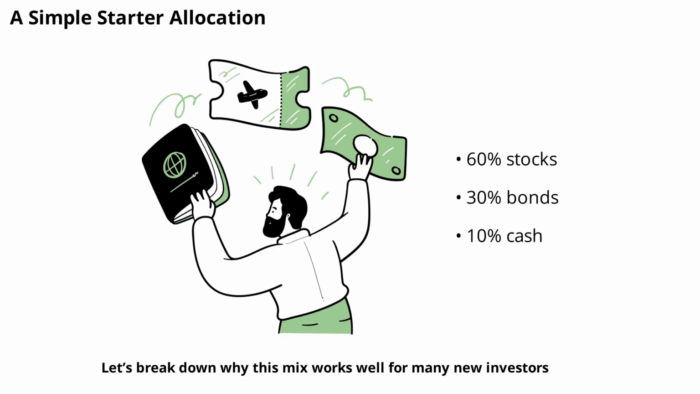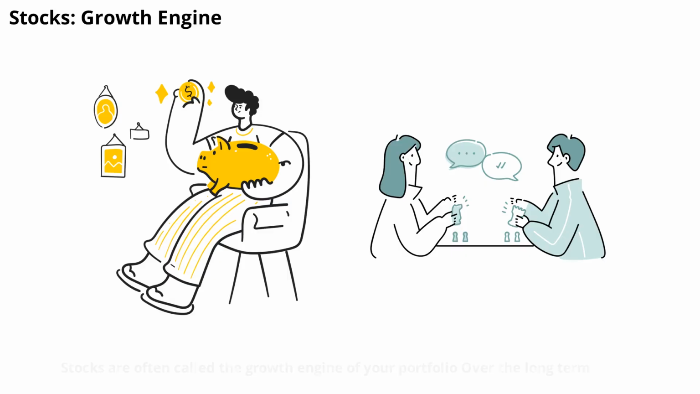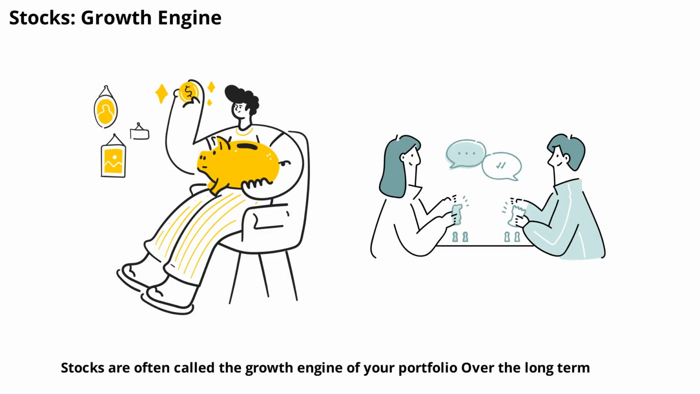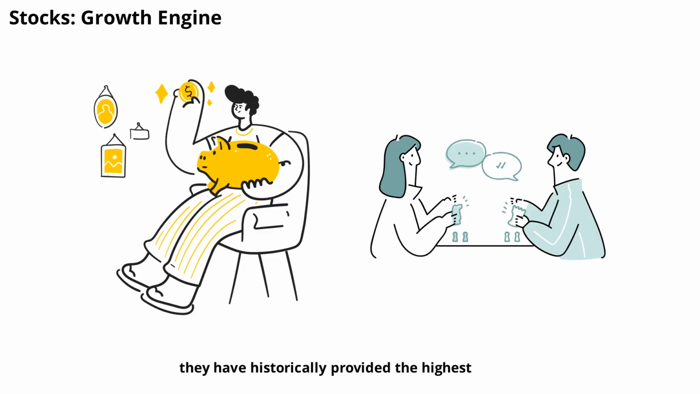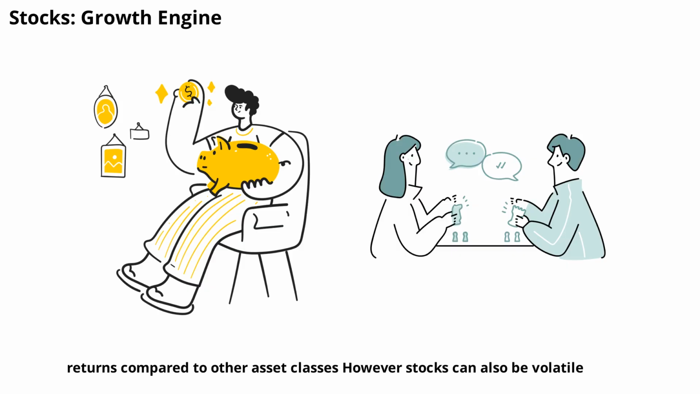Let's break down why this mix works well for many new investors. Stocks are often called the growth engine of your portfolio. Over the long term, they have historically provided the highest returns compared to other asset classes. However, stocks can also be volatile, meaning their value can go up and down quickly. For beginners, having a significant portion in stocks helps your money grow, especially if you have many years before you need to access your investments. But it's important not to put all your eggs in one basket. That's why we balance stocks with other assets.